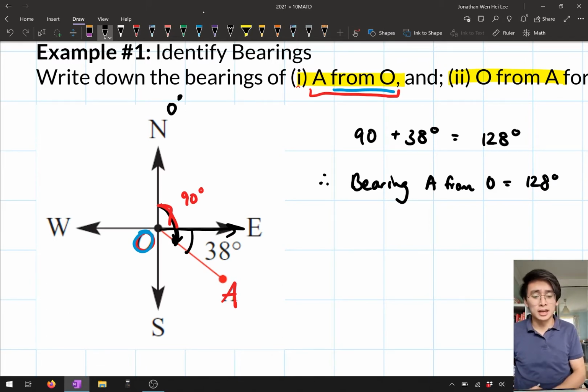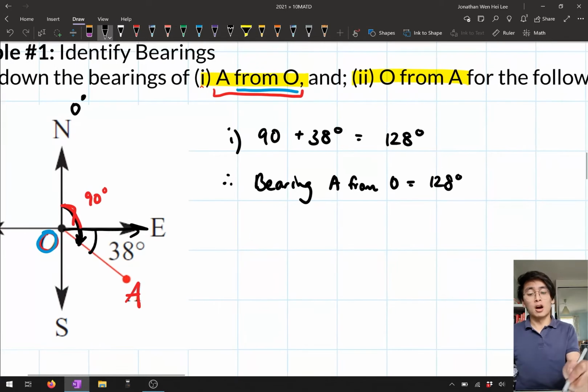So that's this first part here. If I want to write a bearing from a certain point, I just want to figure out how many degrees it is from north. So starting from the top, from north, and going clockwise. But that's for part 1. Now part 2, I want to find the bearing of O from A. Now notice here, this is just the opposite thing.